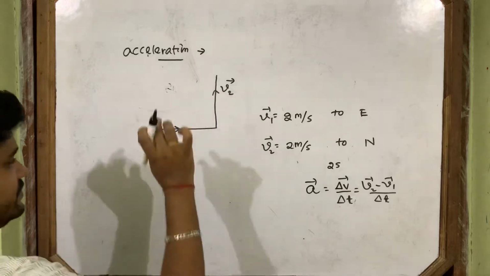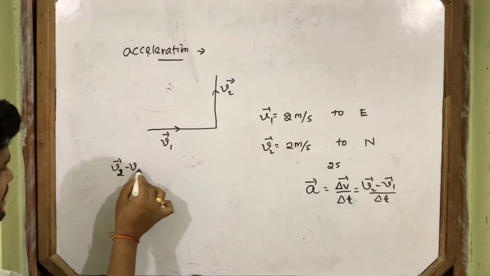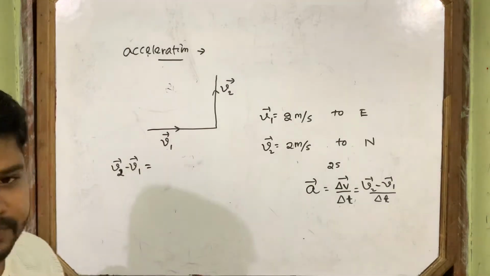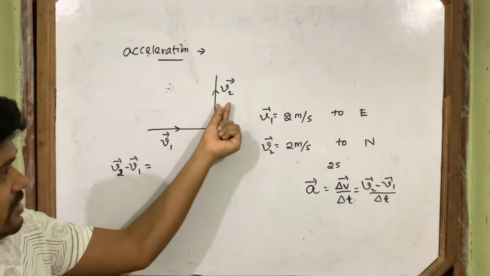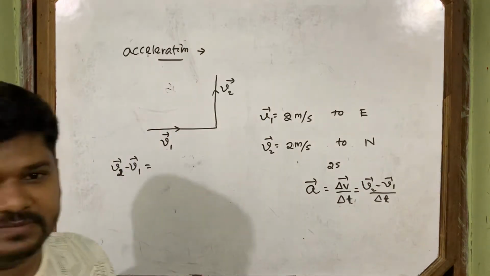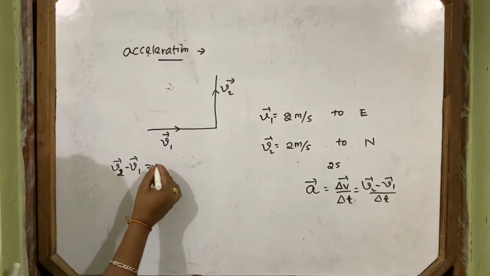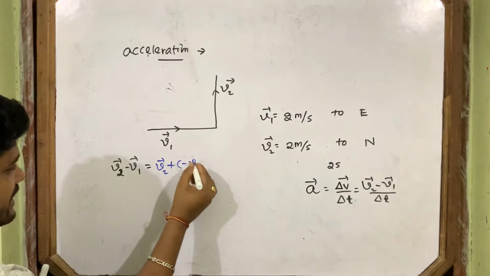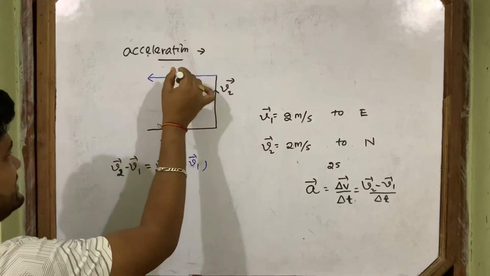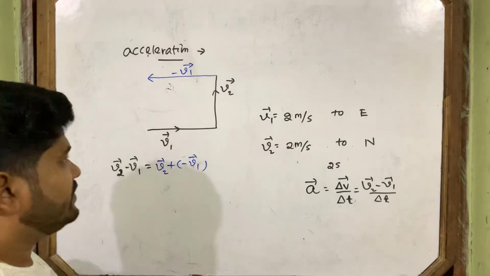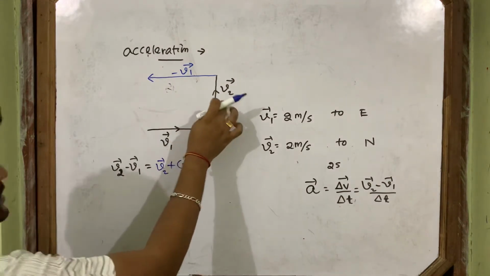So this is V1, this is V2. You have to find V2 vector minus V1 vector. V2 minus V1 means you first have to draw the negative vector of V1. So V2 minus V1 means V2 plus minus V1. So this is minus V1 which I am drawing here. Now V2 is added with minus V1. Subtraction turns back into addition.